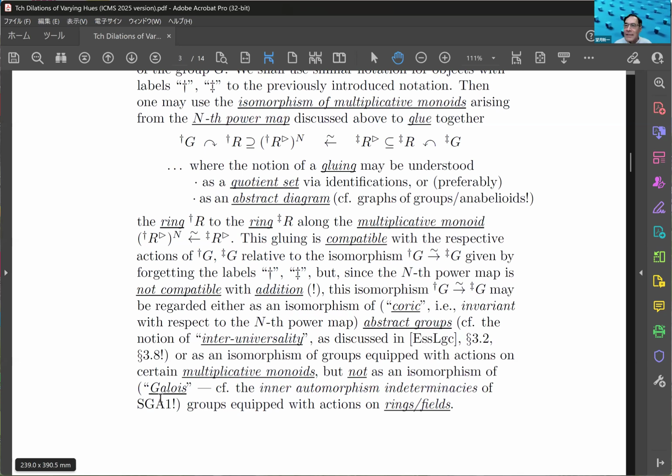But the only difference is not foundational, but rather the difference arises from the fact that whereas in SGA1, the ring structure is always preserved, one always considers morphisms of rings or schemes. Here, one only has the multiplicative monoid structure.